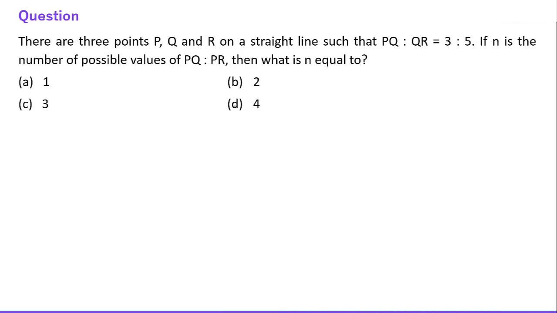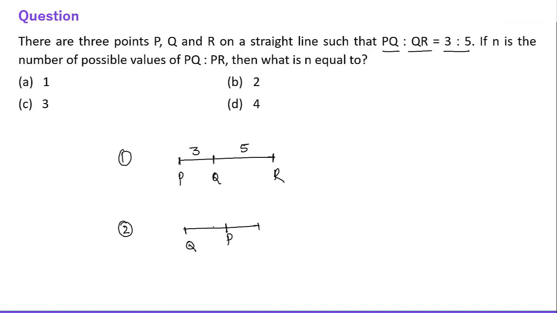After that, next question says, there are 3 points P, Q, R on a straight line such that PQ is to QR is 3 is to 5. Okay. So there are two possibilities. PQ is to QR. PQR. So this is 3 is to 5, right? And second possibility is P, Q, and R. So this is 3 is to 5, right?